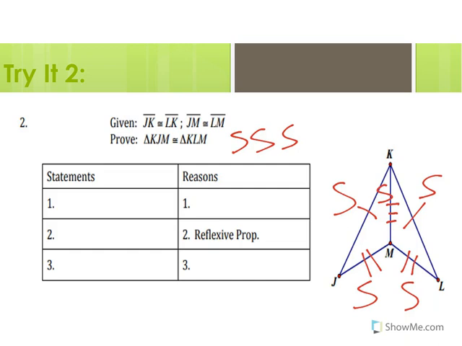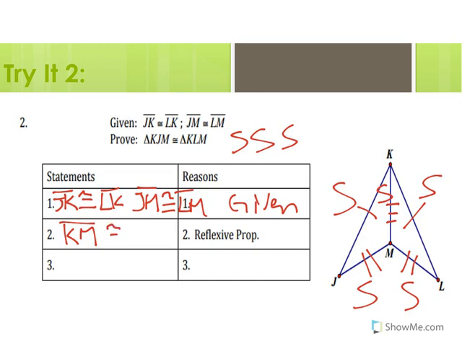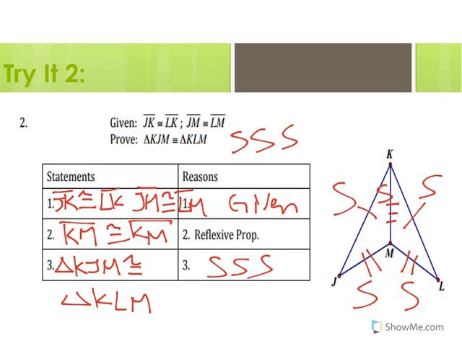Number 1 is always the given. So you would write JK is congruent to LK, and JM is congruent to LM, and the reason is given to us. And number 2, reflexive, we can say that KM is congruent to KM. And then step 3, triangle KJM is congruent to triangle KLM by side, side, side.